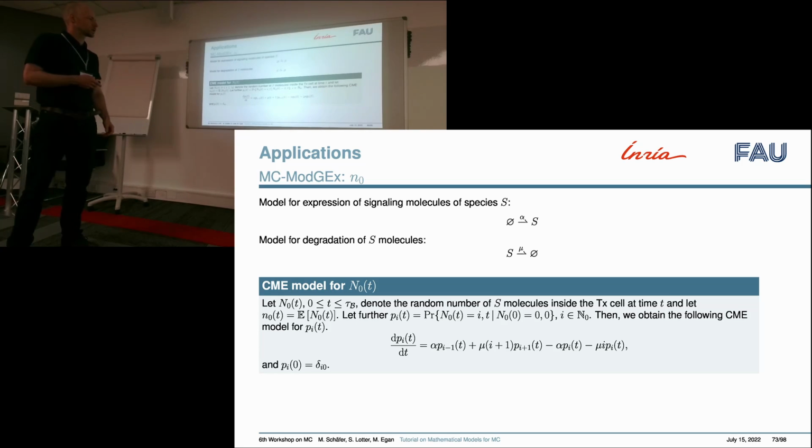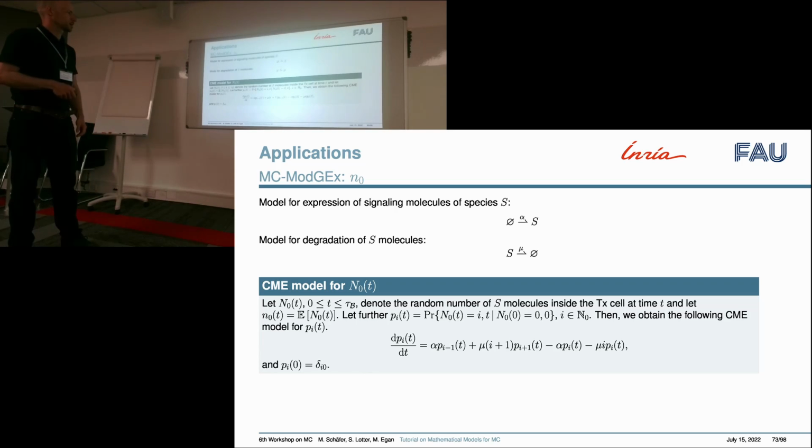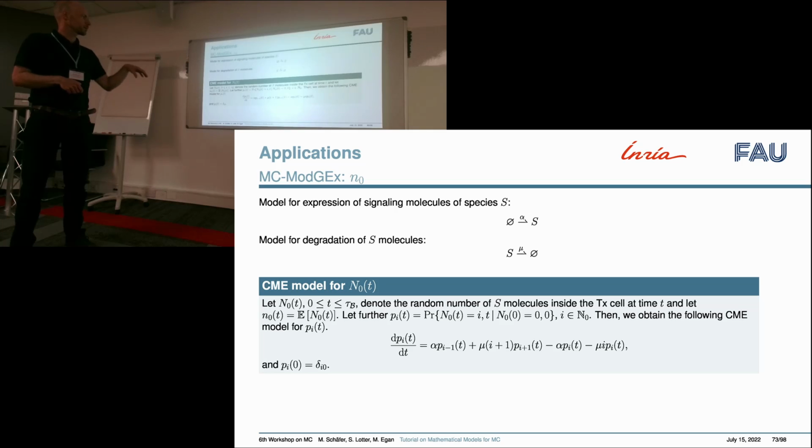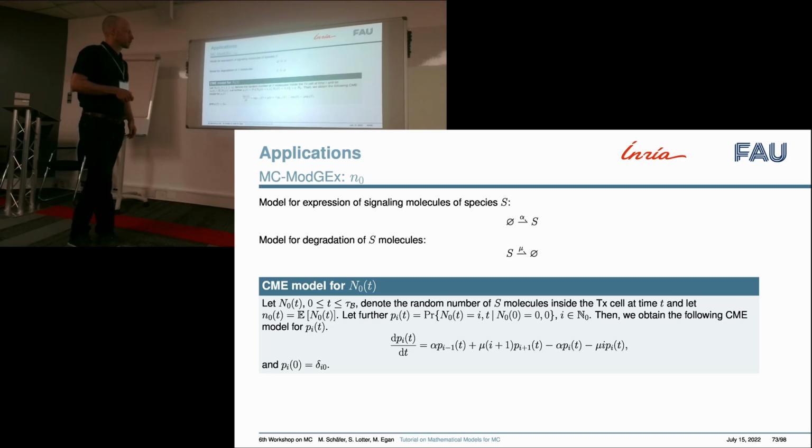Okay? So for this simplistic model of the signaling molecule expression, we could obviously have a model in terms of the chemical master equation, in which the probability to observe some number of signaling molecules would depend on the expression rate for these molecules, alpha, and the degradation rate, mu.